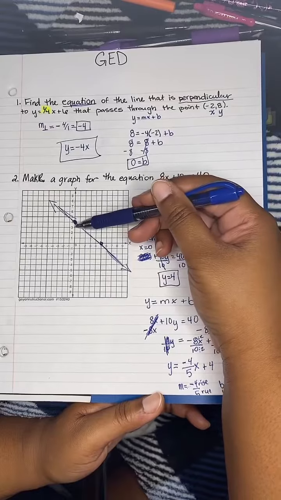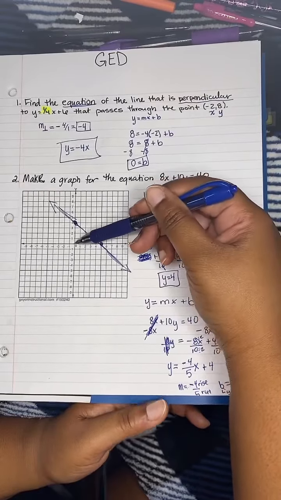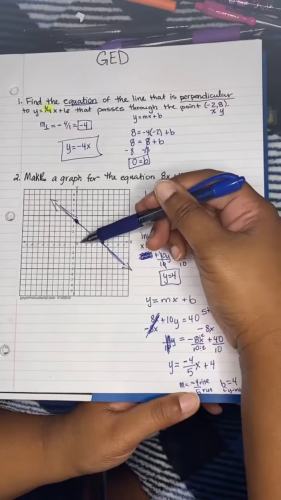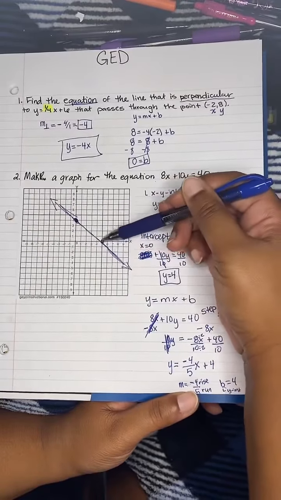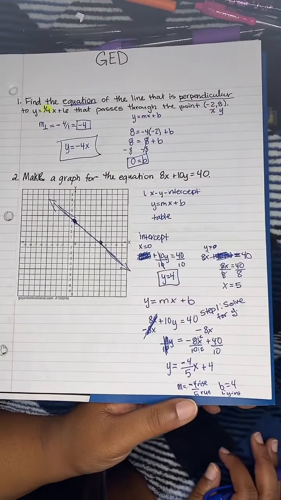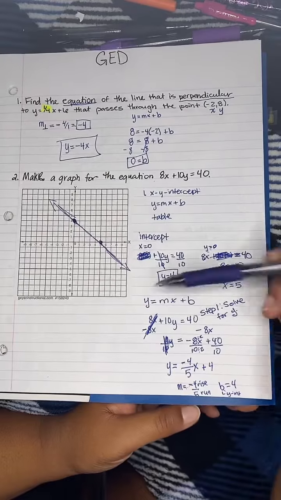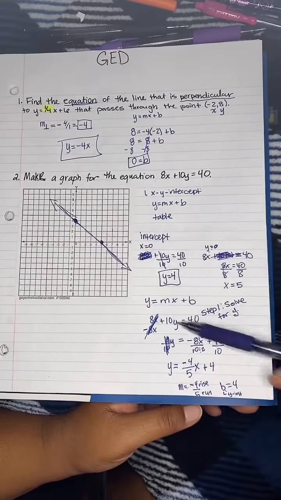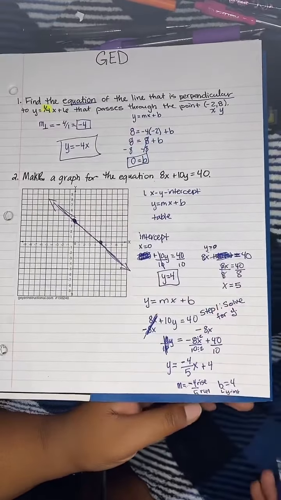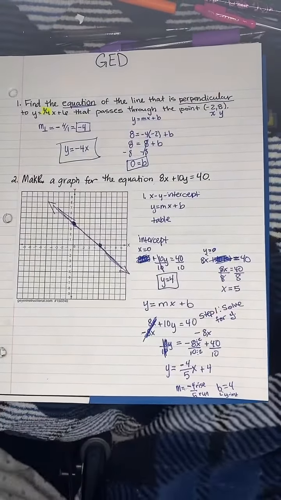So 1, 2, 3, 4. We drop down the 4 and then we run to the +5. So we go 1, 2, 3, 4, 5 and put a point. And that is our line. Okay. So we did it by x-intercepts. We did it by slope-intercept form. And now we about to use a table. Okay. So let's do a table way.